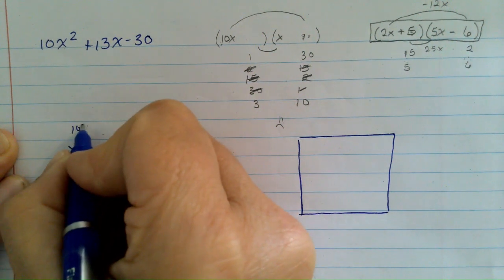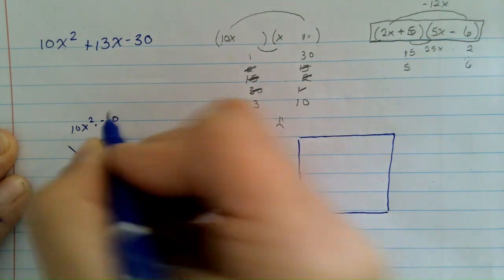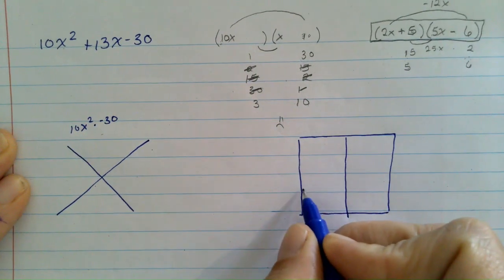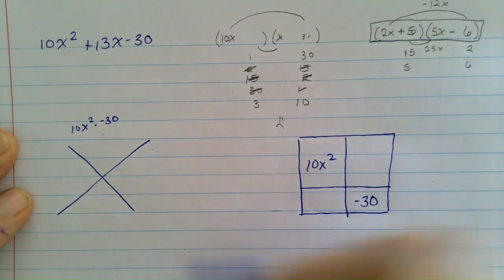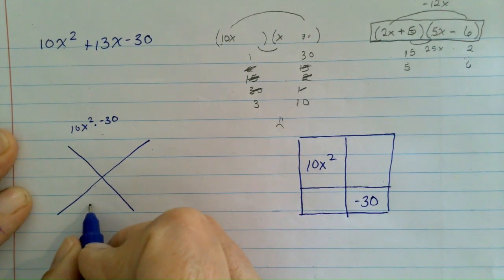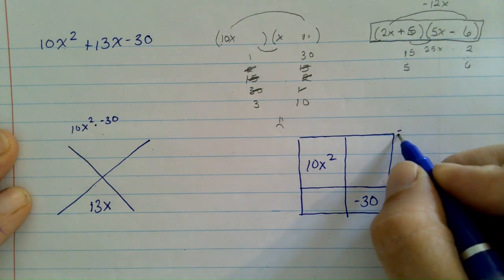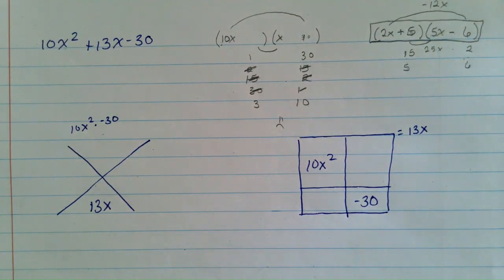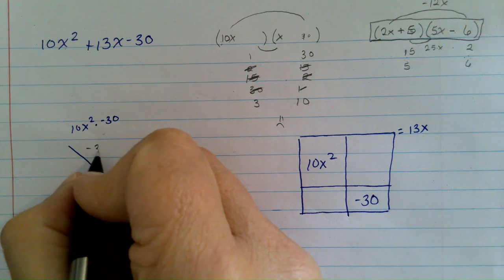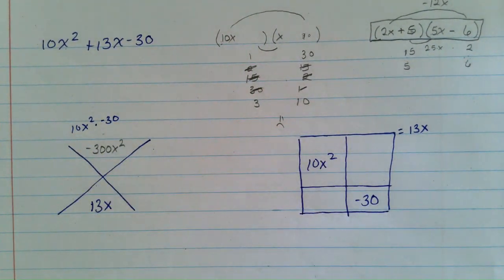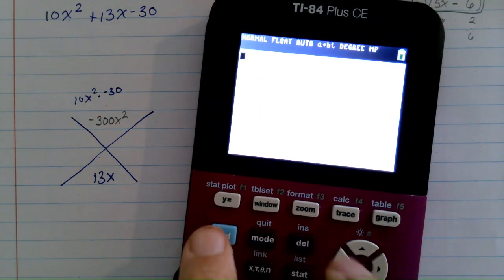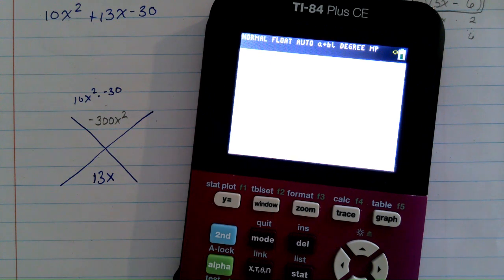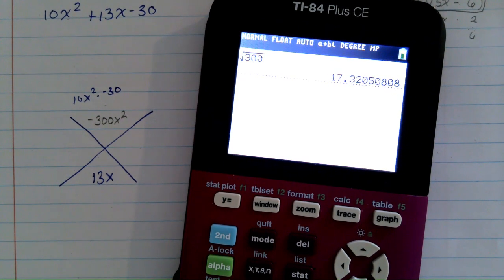Okay, remember this is 10x squared times negative 30. So this is 10x squared and negative 30. Remember this is 13x, which means these make 13x. Okay. Now negative 30 times 10 is negative 300. Okay. Now, we're going to have a lot of numbers to check. So the first thing I'm going to do is square root 300. I'm only going to try numbers 17 and down.